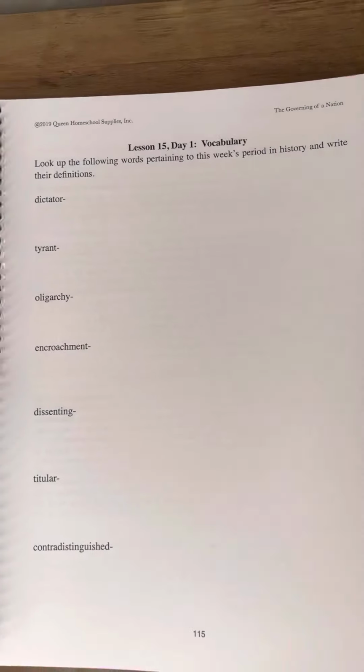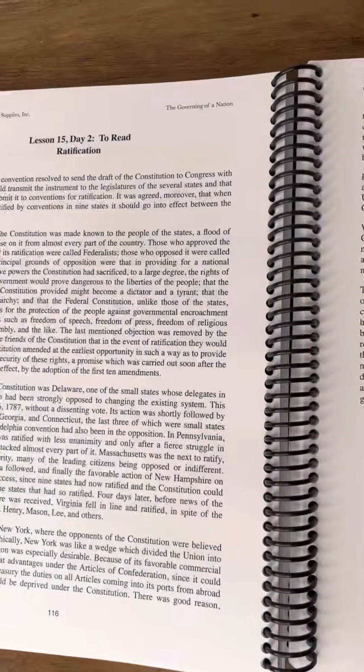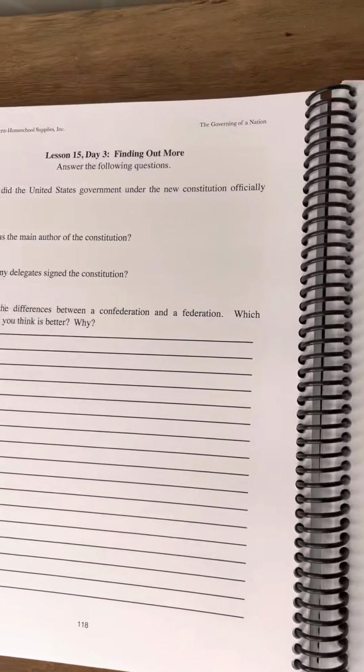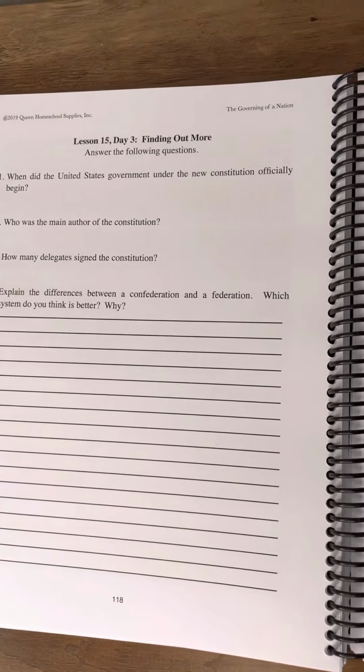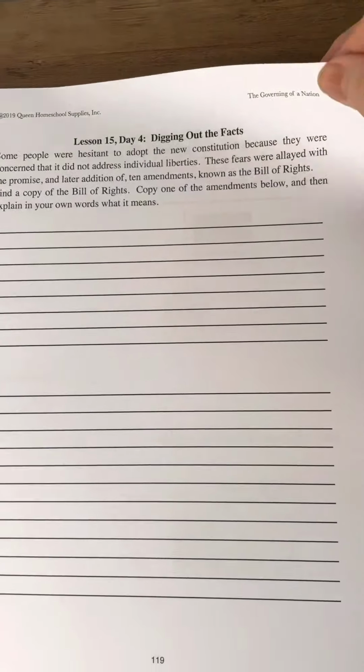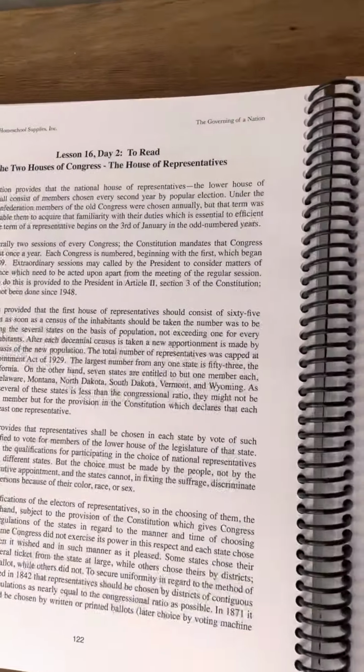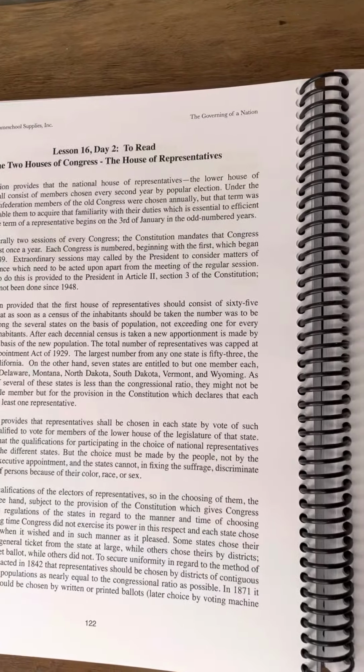The next week's vocabulary, ratification. Okay. So you've got the vocabulary, you've got the living book component, you've got the researching and writing, you've got the timeline. Here's the following week's vocabulary, and now we're learning about the 2 houses of Congress, the House of Representatives.